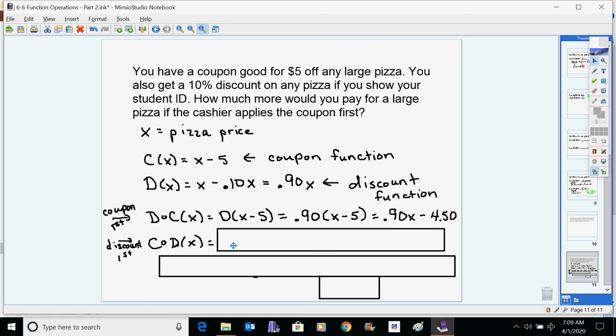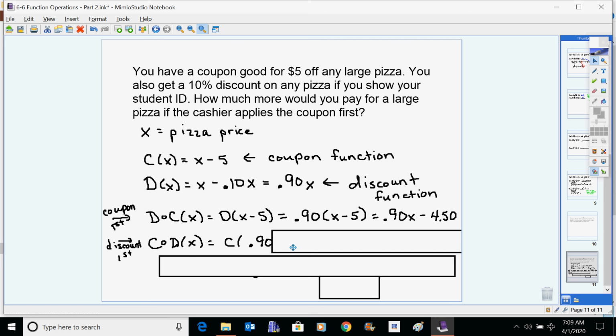If you do the discount first, you reverse the order. So we're trying to find the coupon function of the discounted price. So this goes in here, and I have 0.90x minus 5.